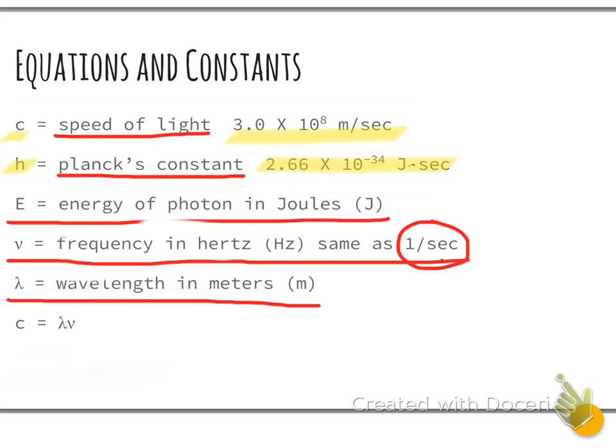You will be given this equation right here. c equals lambda times v. That is your speed of light equals your wavelength times your frequency. You will also be given this equation. The energy equals Planck's constant times your frequency.